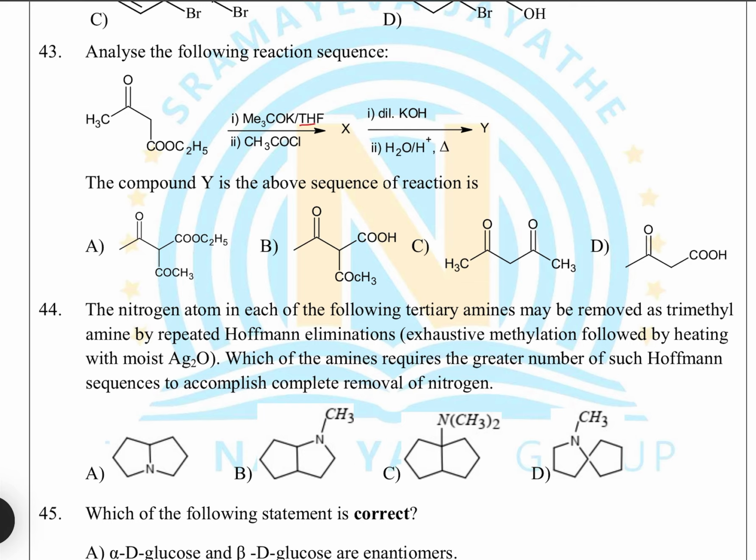Me3COK, THF, then acetyl chloride, dilute KOH, finally heating. If any acid is formed, that will be converted. So according to my key, it is showing C. Just check this question. Bit time taking, but you can try. And in the hints, it is mentioned decarboxylation of beta keto acid after ester hydrolysis.